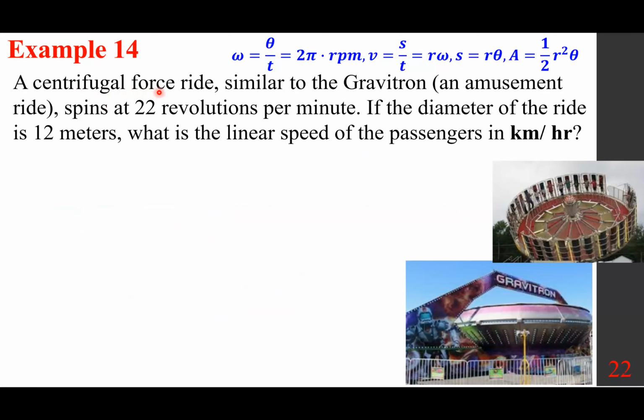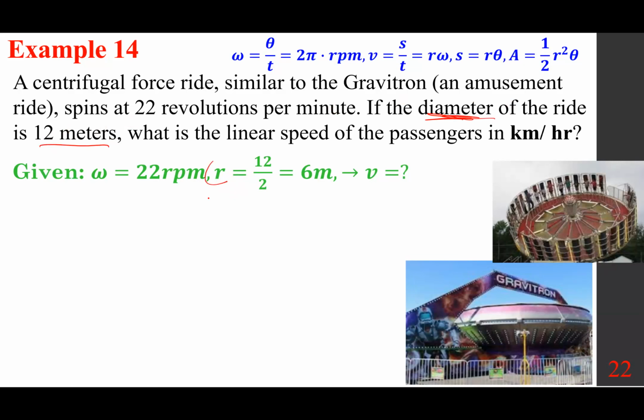A centrifugal force ride, similar to the Gravitron, an amusement ride, spins at 22 revolutions per minute. If the diameter of the ride is 12 meters, what is the linear speed of the passenger in kilometers per hour? Well, again, let's write the given. Omega is 22 RPM. The diameter is 12 meters, so the radius is half of that. And we are interested in finding V.